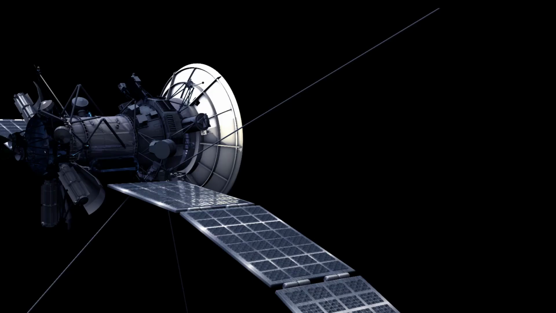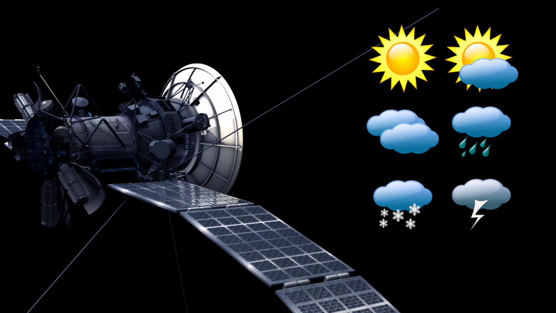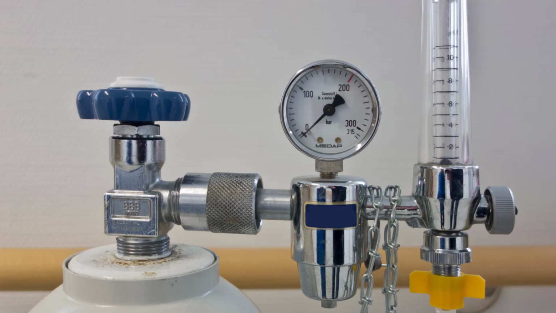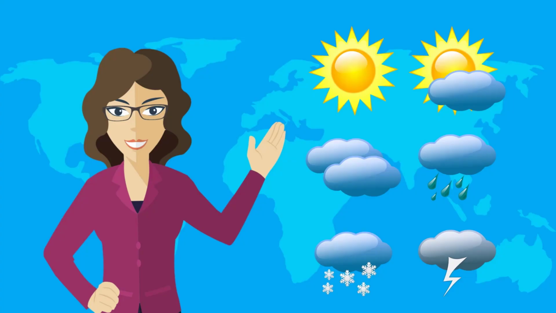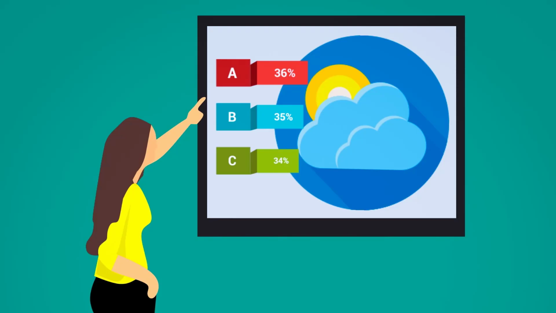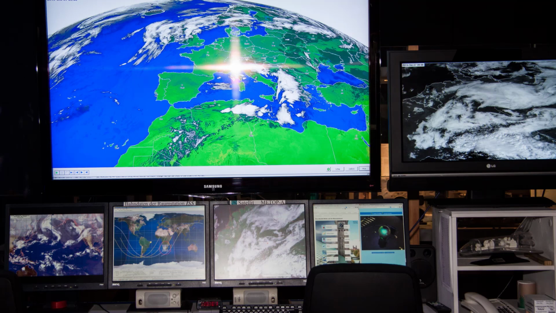Satellites are also instrumental in weather forecasting. By gathering information about temperature, air pressure, wind speed, and humidity, satellites can help meteorologists predict the weather with great accuracy. This information is used to create weather maps, which help us understand what conditions to expect in different parts of the world.